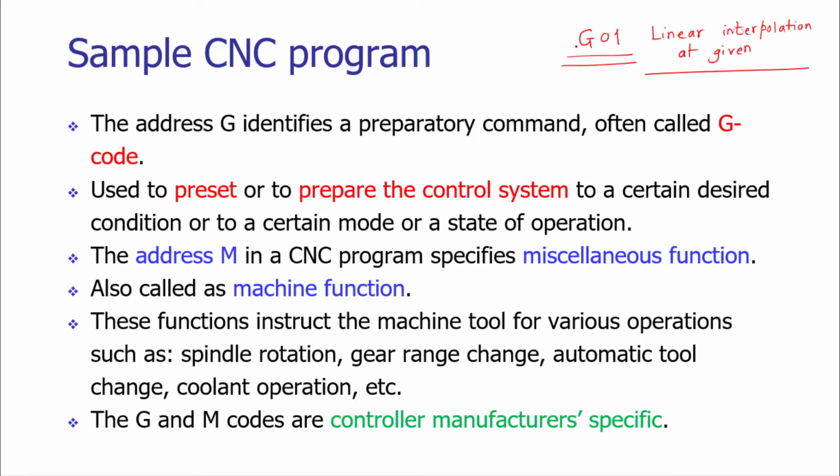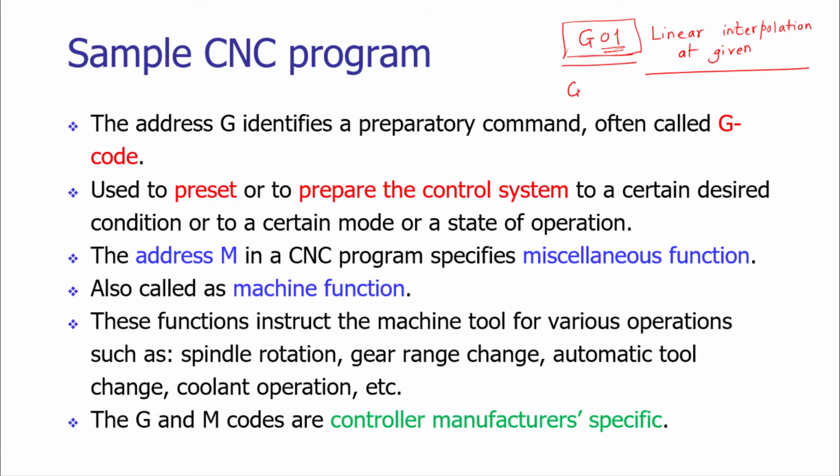So once the MCU reads this word, the word is G, that means it will understand that it has to get ready for what? For G01. 01 means the linear interpolation. The MCU has to be ready to carry out the linear interpolation with the data given after that G01 command.